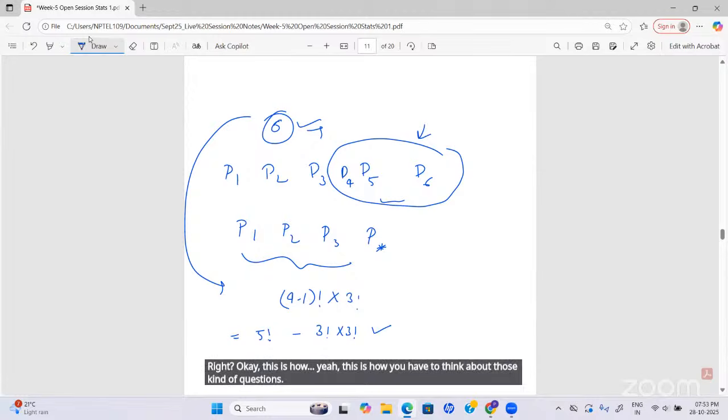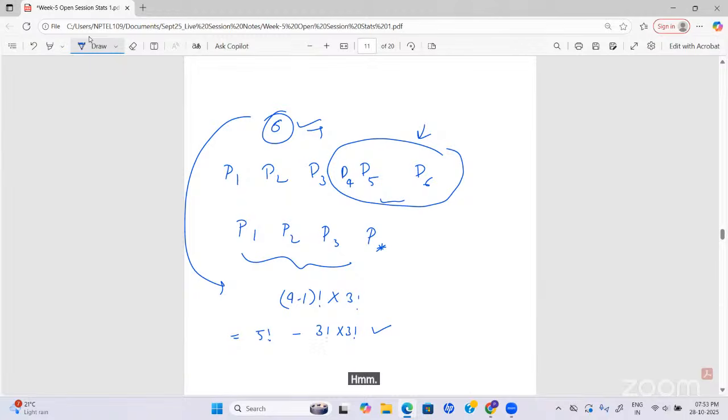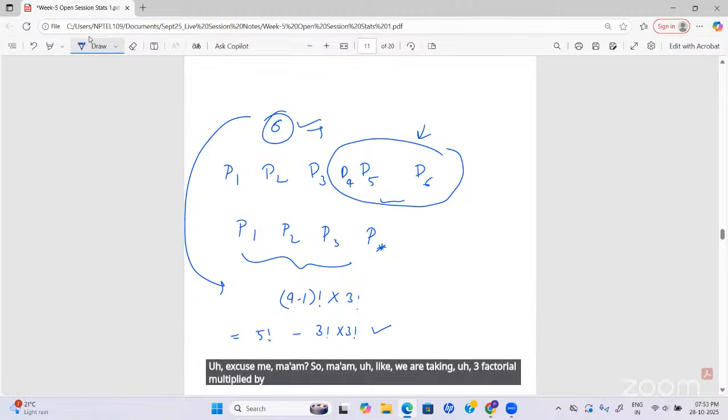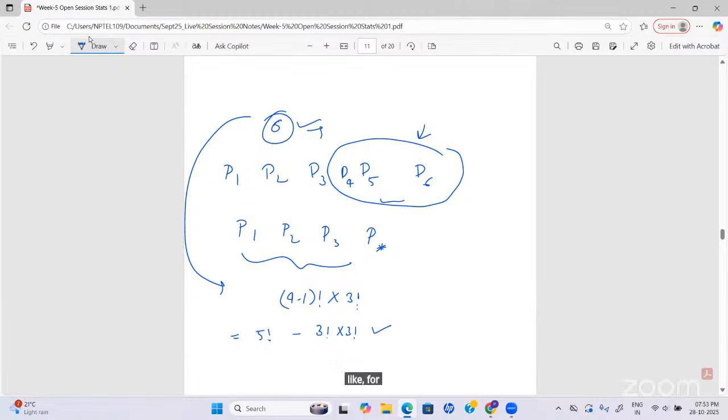Excuse me, ma'am. We are taking 3 factorial multiplied by 3 factorial, because for the 4 we are taking n minus 1. So why are we not doing n minus 1 here? Yes, we have done n minus 1. See, these 3 we have merged into 1. Right? So now in total we have 4: 1, 2, 3, and 4. Yes, that is clear, ma'am. Next, the 3 factorial which we are multiplying with this, how did that come, ma'am?